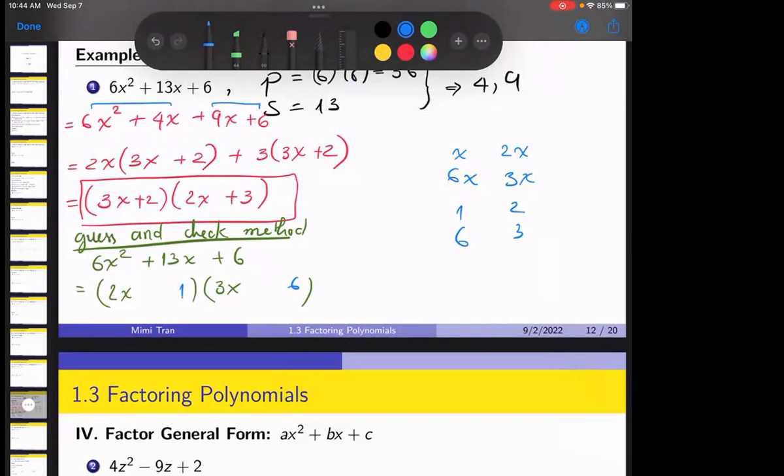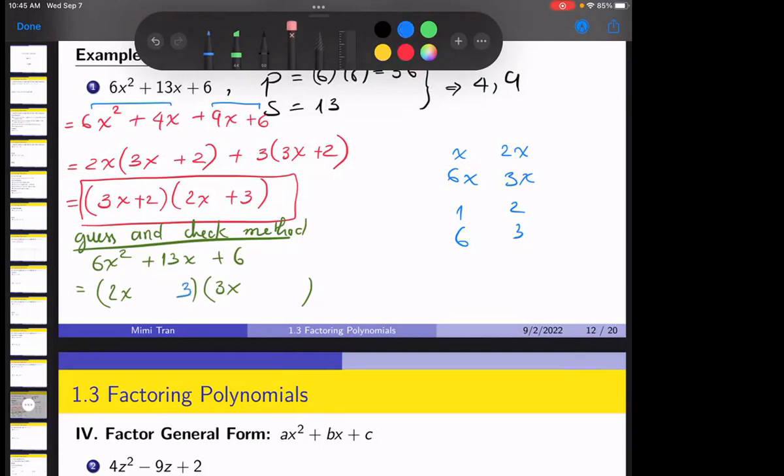Now you check. Well, the first term is definitely 6x squared, right? The last one is definitely 6. To check the middle one, you check what? You check the inner and the outer products. Right? So 1 times 3x is 3x. 2x times 6 is 12x. 12 plus 3 is 15, so it's not 13x, right? So definitely not it. Well, I have another pair, which is 2 and 3.